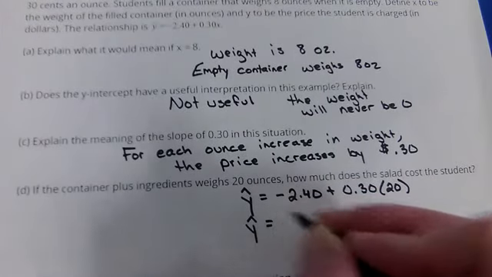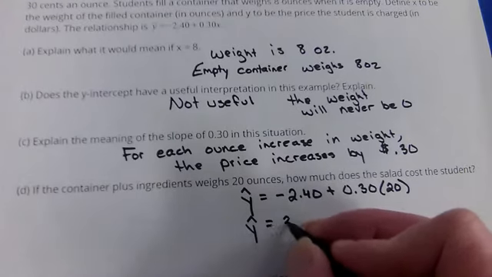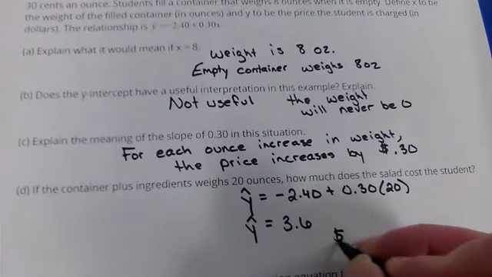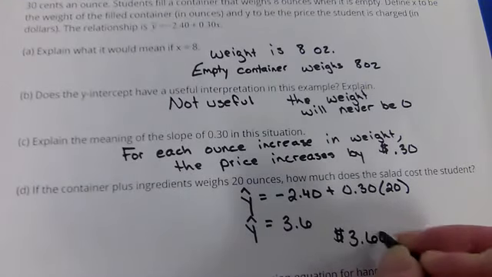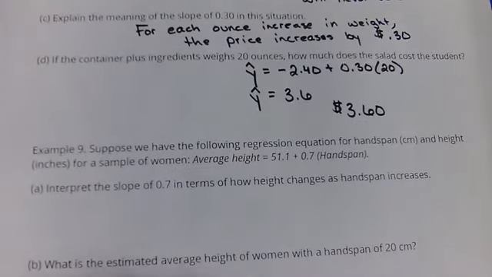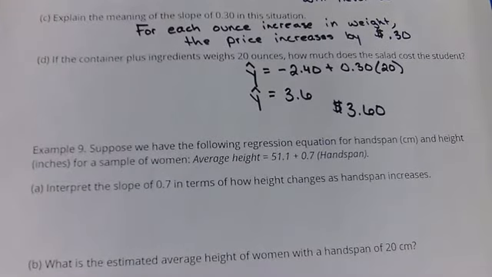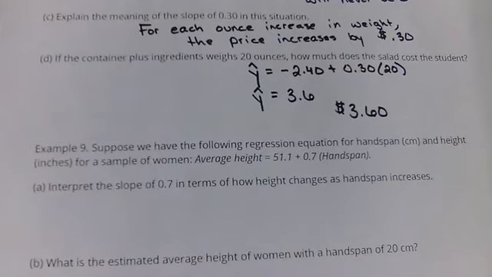So hopefully you've tried this already. I got 3.6, so that means it costs $3.60. Go ahead, and if you have not tried the next one, try it on your own. And then press play when you're ready to see the answers.